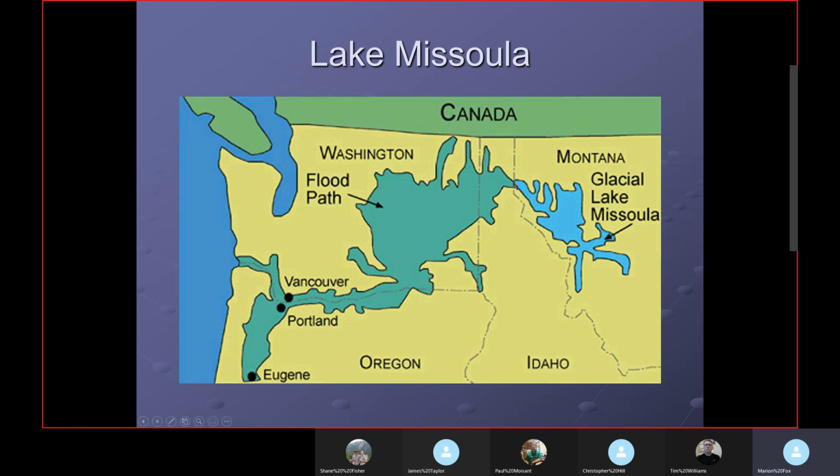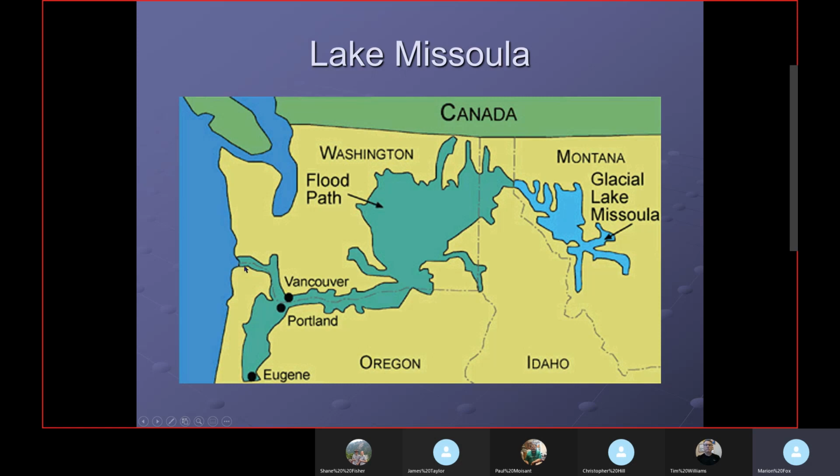Lake Missoula breached and overflowed. Then the ice dam reformed, and then it built up again and breached again. I think it did this two or three, maybe four or five times. There's evidence of more than one occurrence of it. Finally, the ice melted and the dam and the glacial lake overflowed and went down through the Columbia River to the ocean.